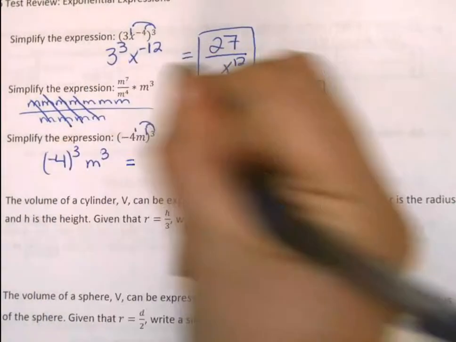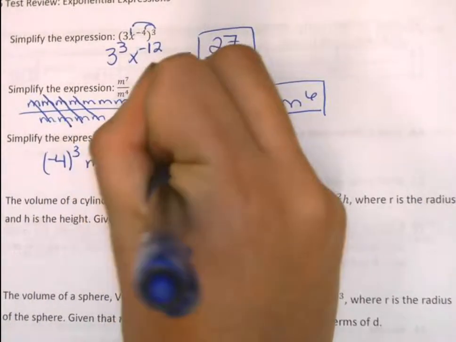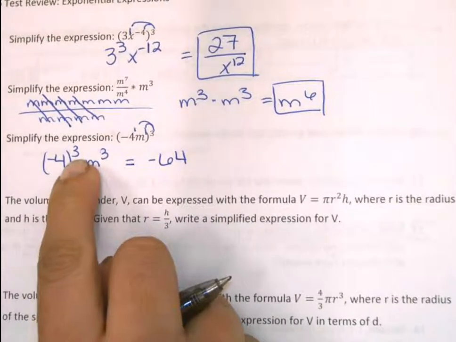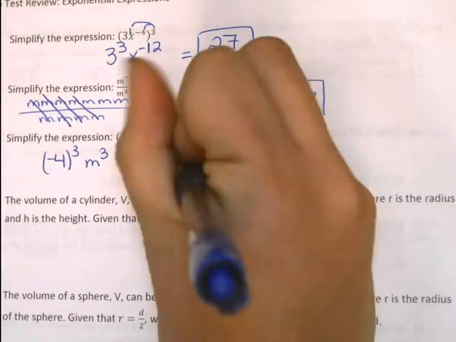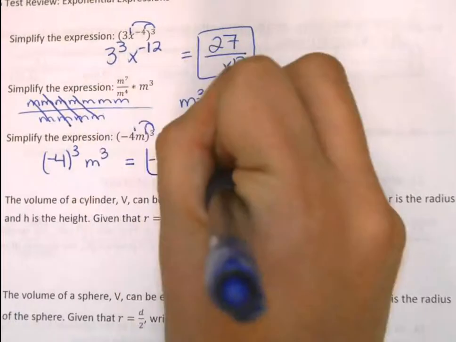Negative 4 to the 3rd power is negative 64, because my exponent is an odd number, so the negative stays. And then I can't do anything with the m cubed, so that stays where it is.